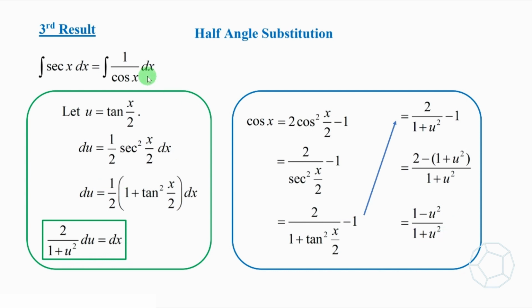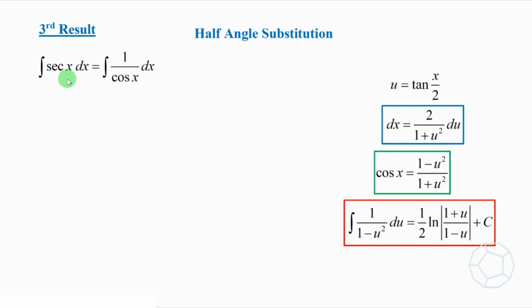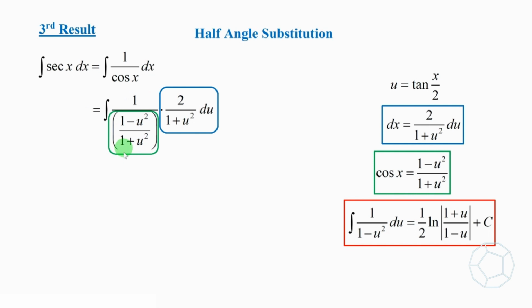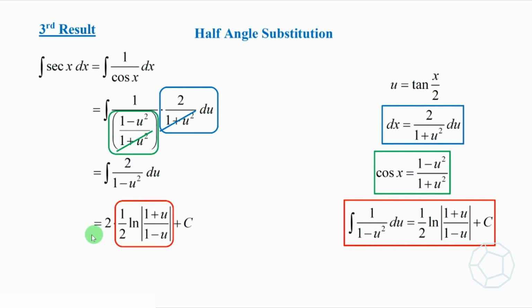Now, we can put everything into the integral. Therefore, integrate secant x dx is equal to integrate 1 over bracket 1 minus u squared over 1 plus u squared times 2 over 1 plus u squared du. Cancel out the term 1 plus u squared, then we get the form integrate 2 over 1 minus u squared du. Apply the result, we have 2 times 1 over 2 log absolute 1 plus u over 1 minus u plus c. Cancel out the 2 and put back u equals tangent x over 2.